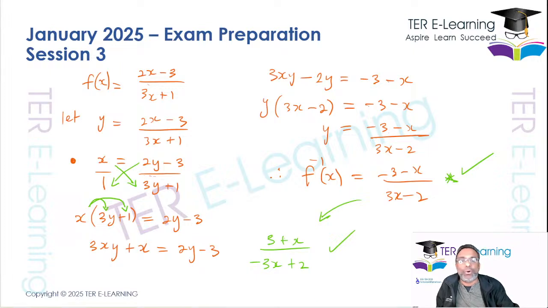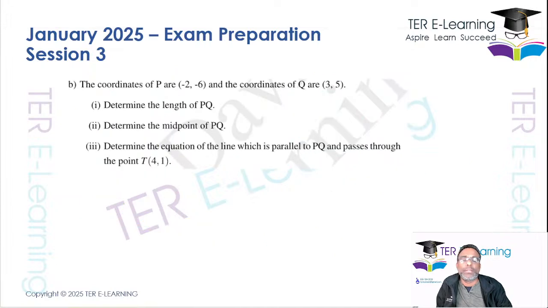All right, so what else do we have to do here now? We have a coordinate geometry question here. So we have 2 points P and Q, and we have their coordinates. And the first thing we want to do is determine the length of PQ. There's a formula. We did a question like this yesterday, I believe. And guys, they're not giving you these formulas, so you need to know them.